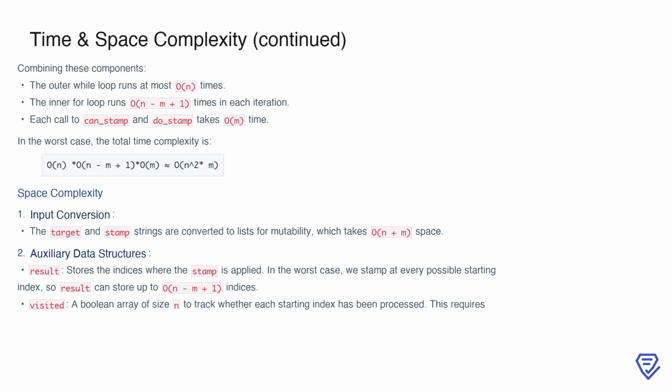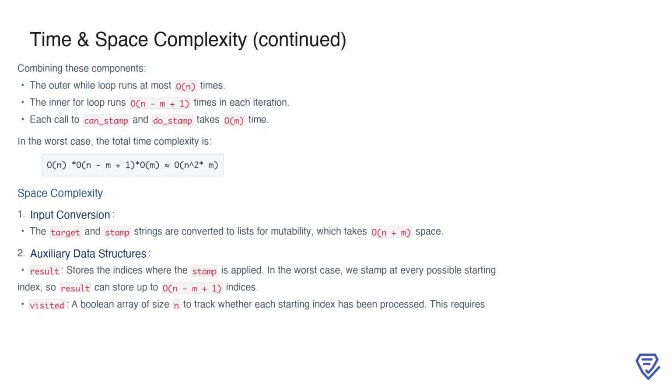Now, combining these components gives us the overall time complexity. The outer while loop runs up to O(n) times. During each iteration, the inner for loop runs O(n - m + 1) times, and within that loop, the can_stamp and do_stamp functions each take O(m) time. When we multiply these factors together, the worst-case time complexity becomes O(n) * O(n - m + 1) * O(m), which simplifies to O(n² * m).